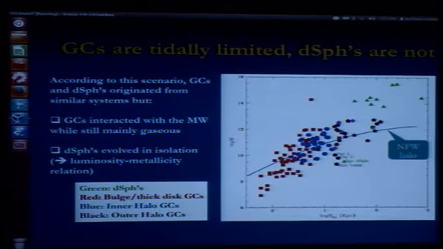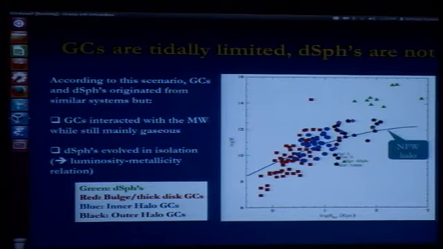Okay? And if you look at this diagram, what you see is that the globular clusters quite nicely follow the expectation for a Navarro, Frank, and White halo. What does it mean? It means that they are tidally limited, really tidally limited. What you see is the tidal radius.